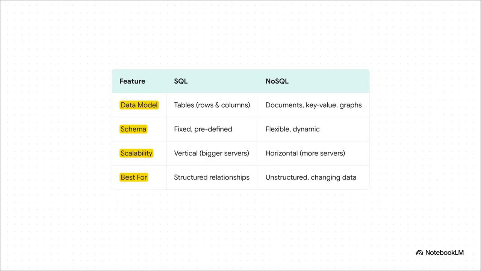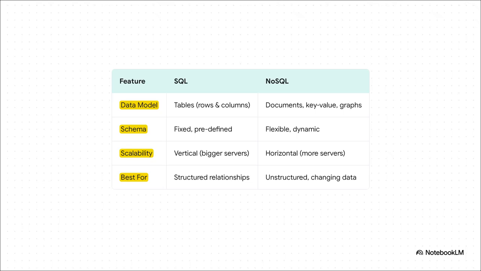Okay, let's break this down piece by piece. First, the data model. SQL is all about those rigid tables with rows and columns. NoSQL, it's all about flexible formats like documents or key-value pairs. Then you've got the schema. SQL's is fixed, set in stone from the start. NoSQL's is dynamic. You can change it on the fly.